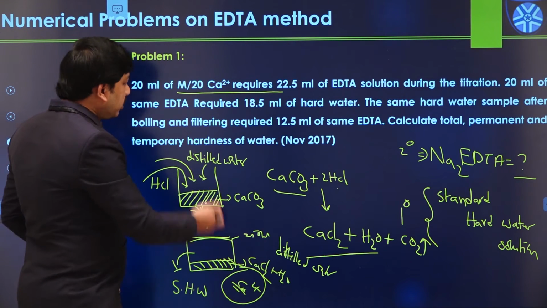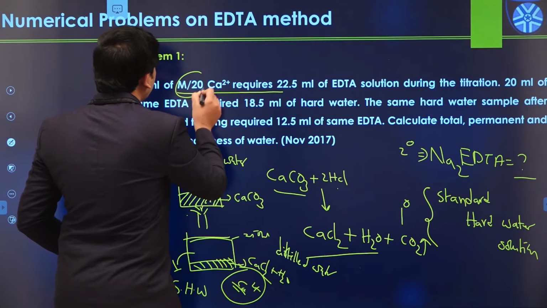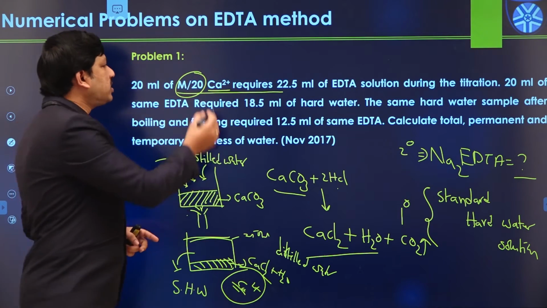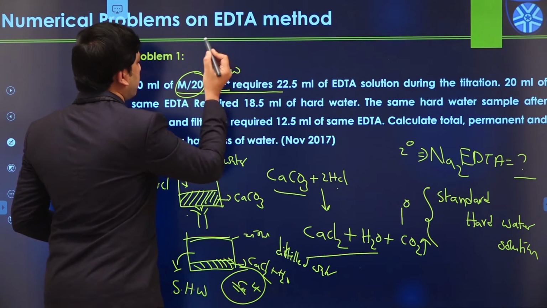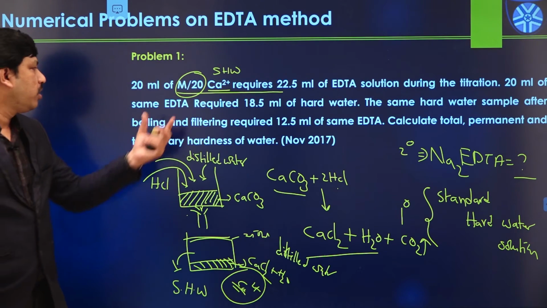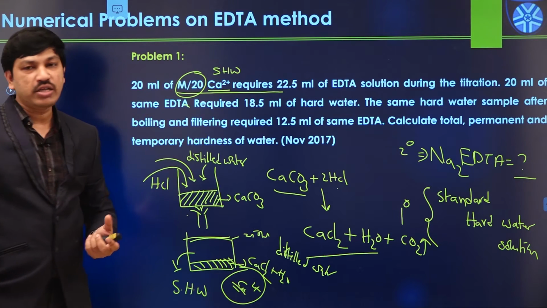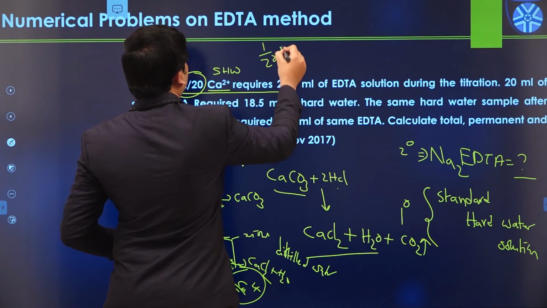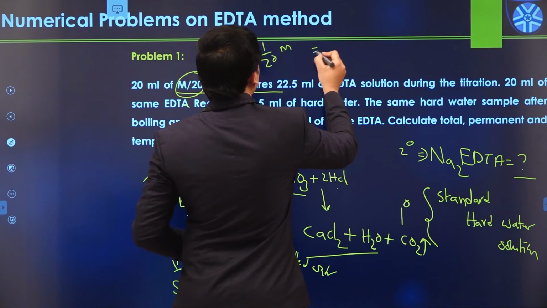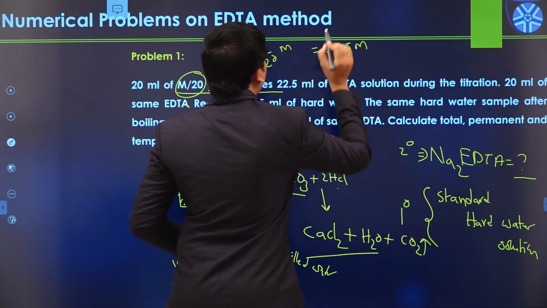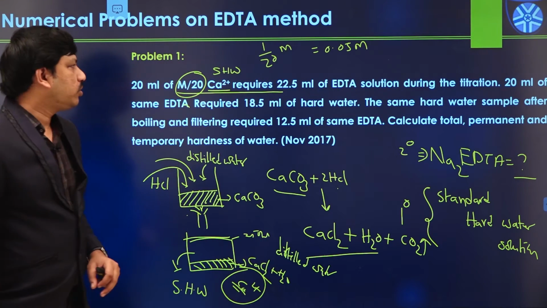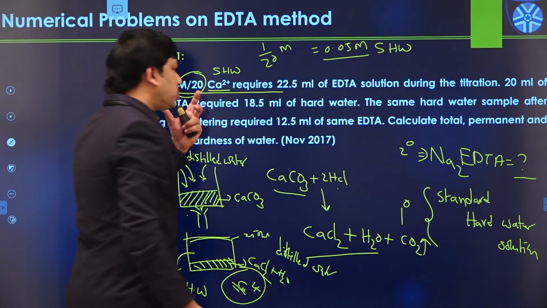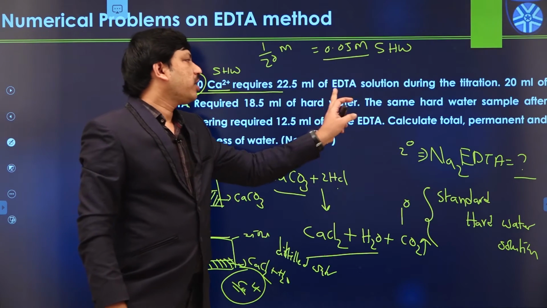In this case also they are using a particular concentration of calcium 2+ solution, which is nothing but the standard hard water sample. They have made the standard hard water sample at M/20 concentration. So what is the meaning of M/20? M/20 is 1/20 molar. 1/20 means how much? 0.05 molar, yes or no? So a 0.05 molar standard hard water sample was used in order to standardize the EDTA solution.